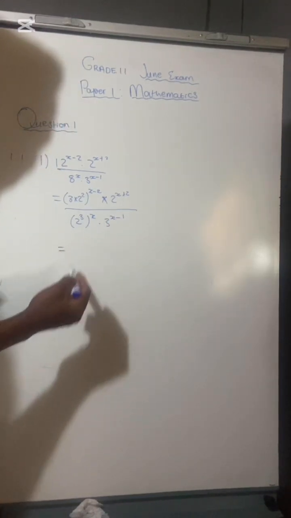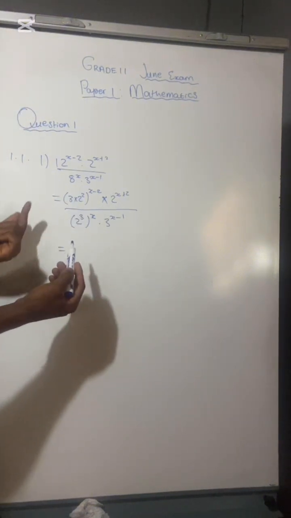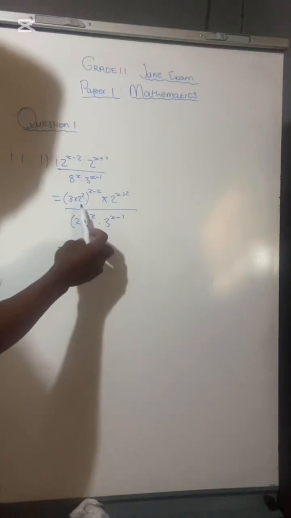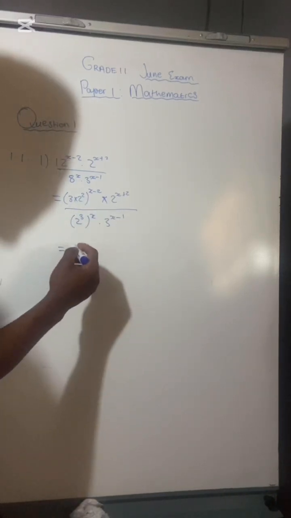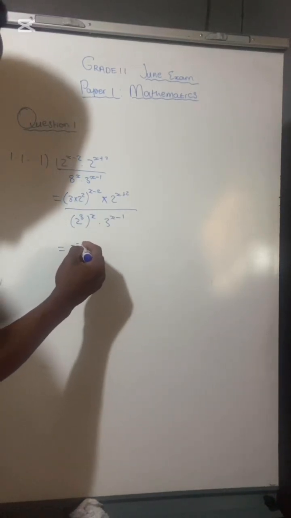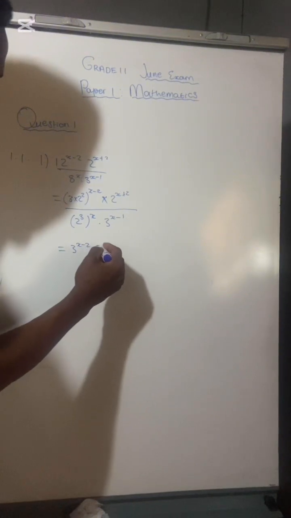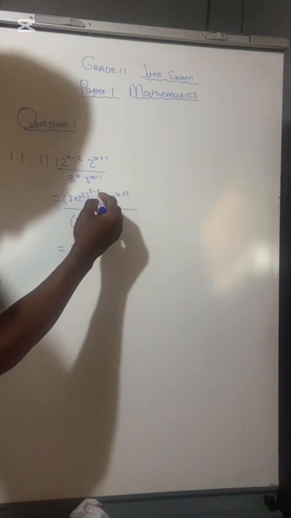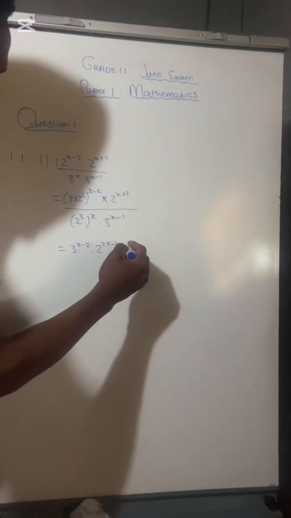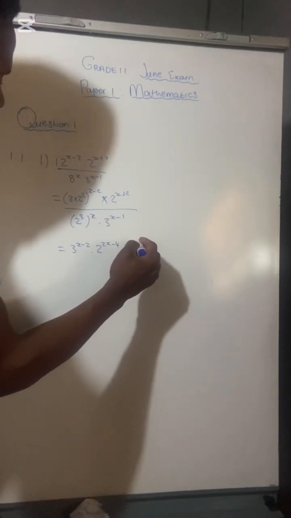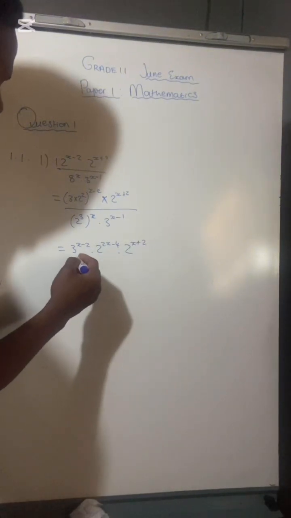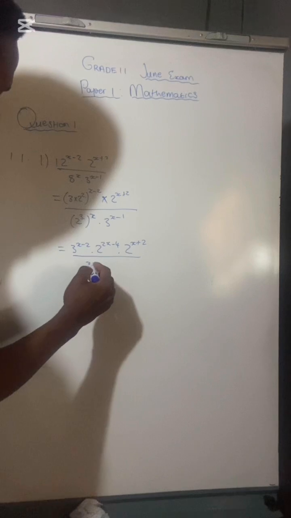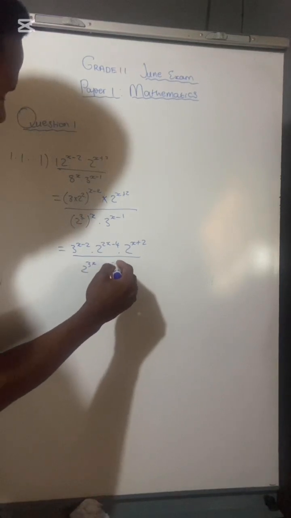Now we apply law number 3, which says whenever you raise a power to an exponent, remember to multiply the exponents. So we are going to have 3 to the power of x minus 2 multiplied by 2. Therefore, 2 multiplied by x is 2x, 2 multiplied by negative 2 is negative 4, multiplied by 2 to the power of x plus 2, divided by 2. Then 3 multiplied by x is 3x, multiplied by 3 to the power of x.